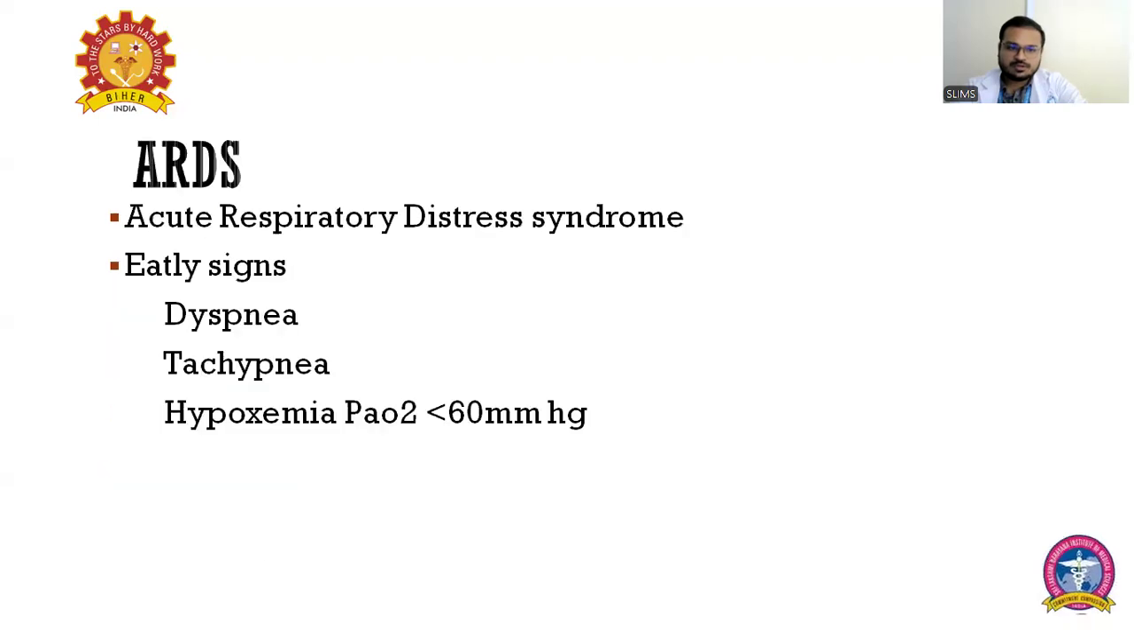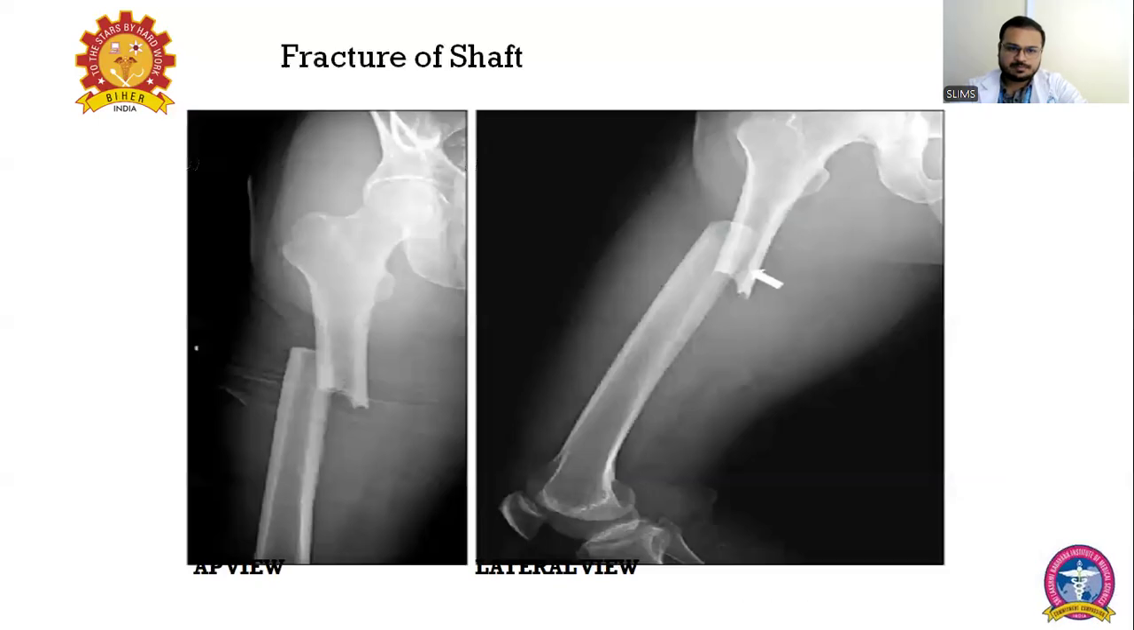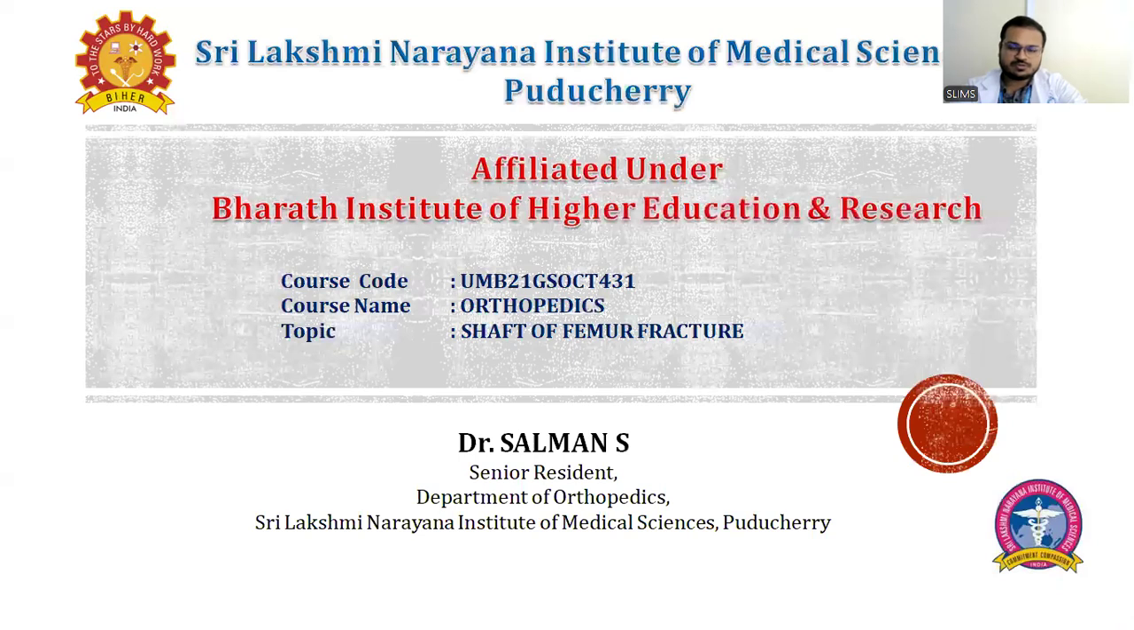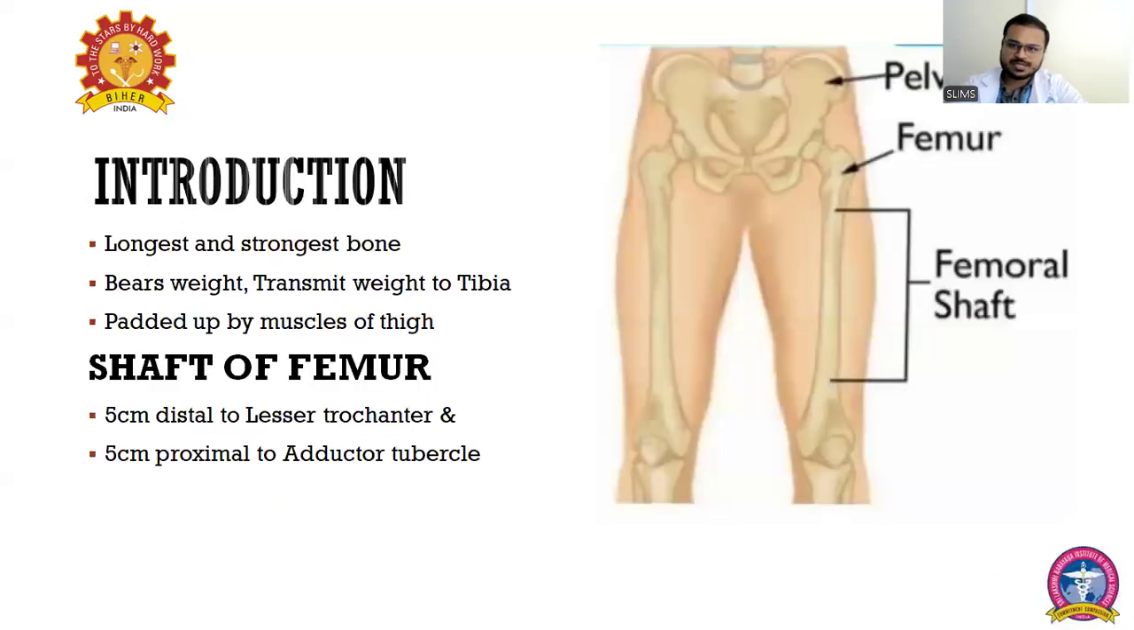So, for summing up, I will go through the most important slides in my presentation. These are the most important things we should know when a patient presents with a shaft of femur fracture. At the undergraduate level, candidates should know what the shaft of femur is, which extends from 5 centimeter distal to the lesser trochanter to 5 centimeter proximal to the adductor tubercle, and this part is called the femoral shaft.